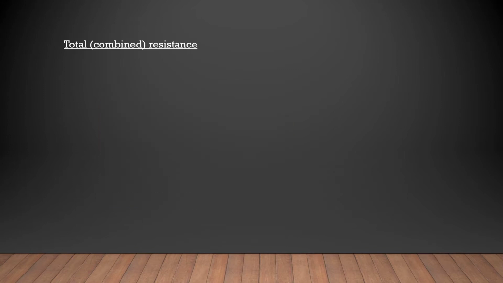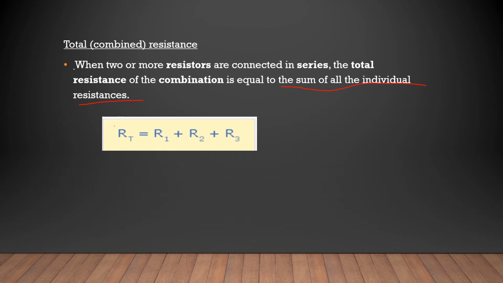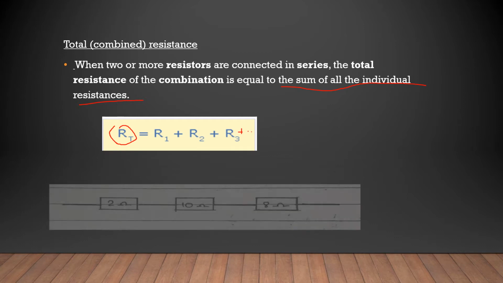Now the total or combined resistance: how can we calculate the total resistance if the resistors are connected in series? When two or more resistors are connected in series, the total resistance of the combination is equal to the sum of all the individual resistances. See, this is the formula. R total is equal to R1 plus R2 plus R3 plus etc. So if we have three resistors connected in series, this is the formula to find out the total resistance. Simply adding the individual resistances.